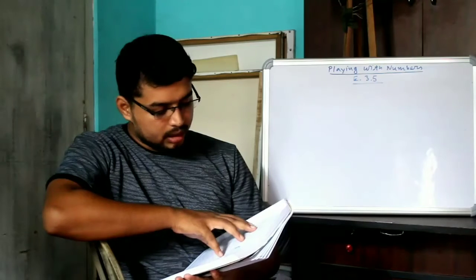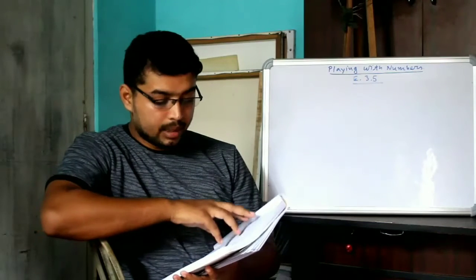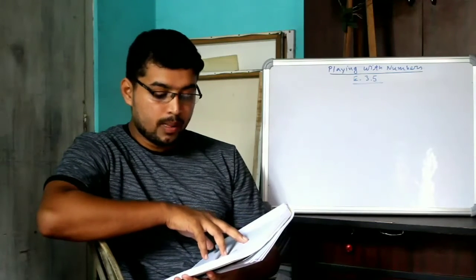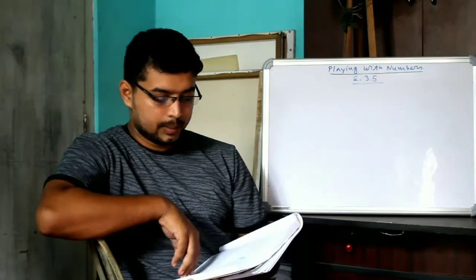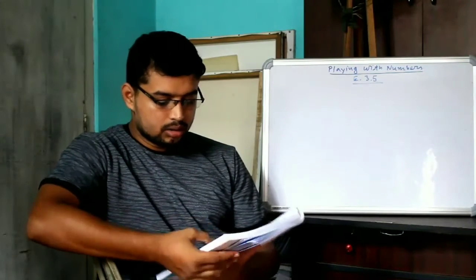Number 8. Three pieces of planks 54, 36, 24 meters long have to be divided into planks of the same length. What is the greatest possible length of each plank? So same process. Number 9 also same process.